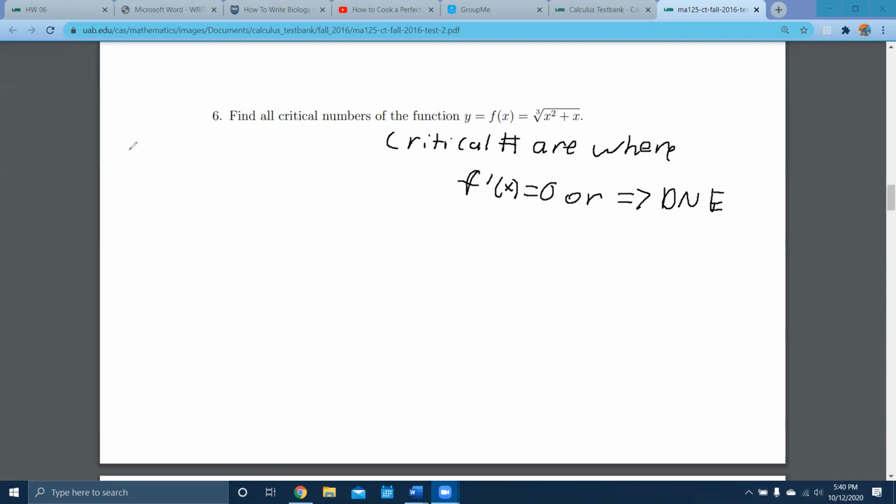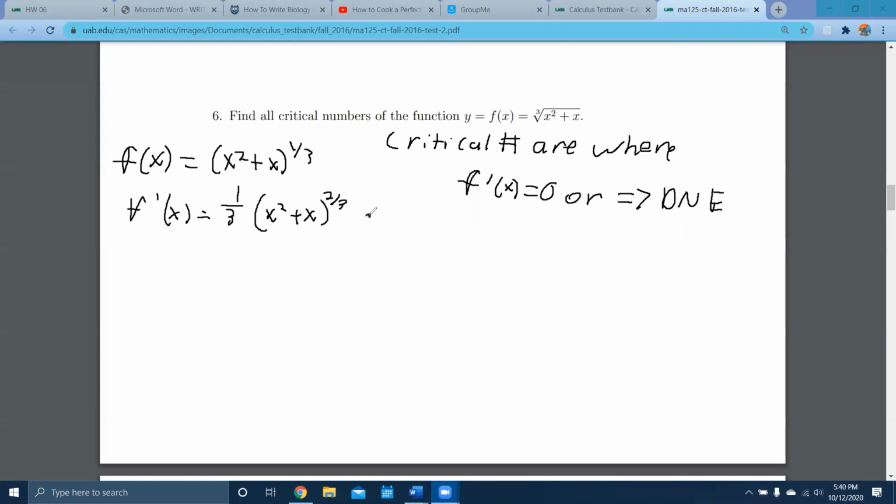So first thing we do is we have to take the derivative. And we're going to rewrite this to make it easier on us. All right, so f prime of x is going to equal 1/3 times x squared plus x to the negative 2/3 times 2x plus 1. We're going to keep this separate. We're going to work this one out. And this is negative, my bad, negative 2/3 here.